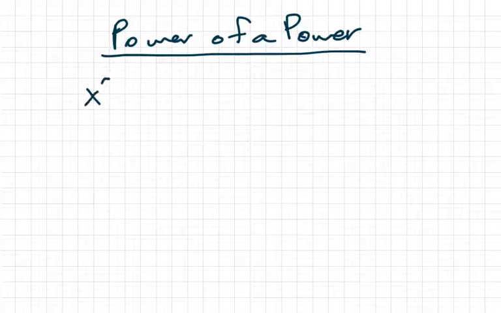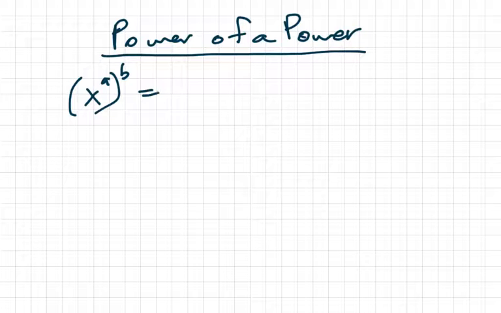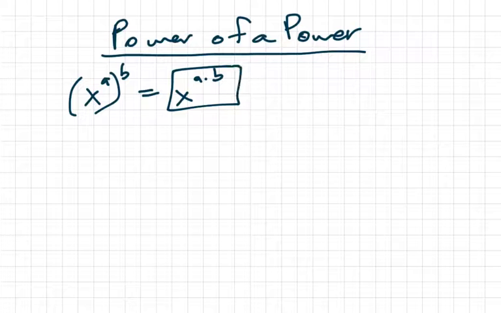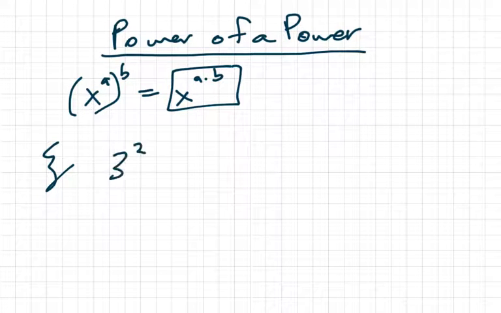If you have a base with an exponent raised to another exponent, you're just going to multiply the exponents. So this would be x to the a times b. And that's the simplified, real quick definition of it. But because we can change this up, and I'll do it with examples, we can have, let's go, 3 squared to the power of 4.